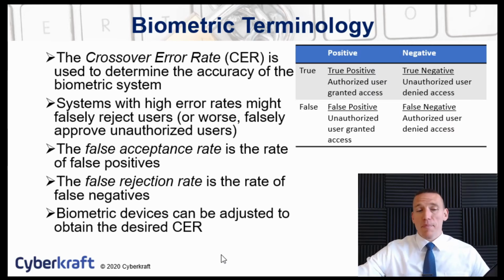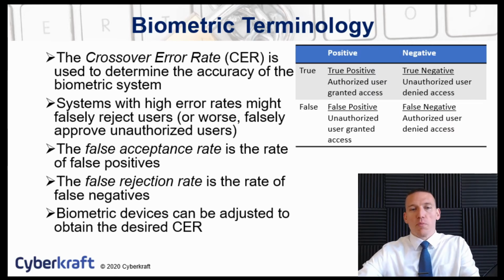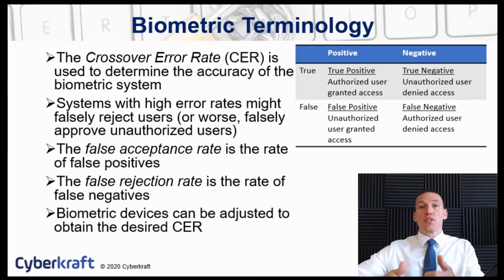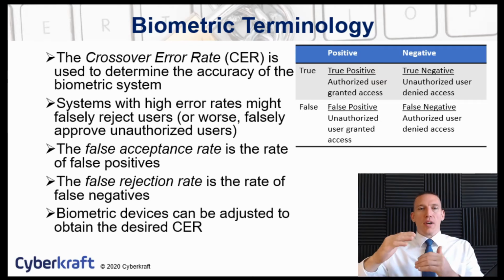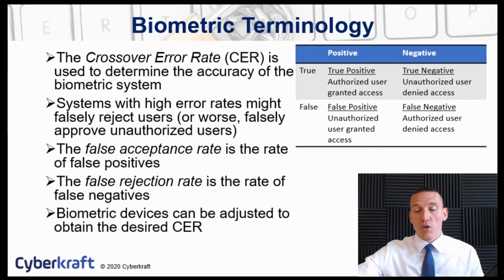The false acceptance rate is the rate of false positives, where unauthorized users are granted access. That's the false acceptance rate. The false rejection rate is where we have false negatives, where authorized users cannot gain access. They cannot be authenticated. So biometric devices usually can be adjusted to obtain the proper crossover error rate.